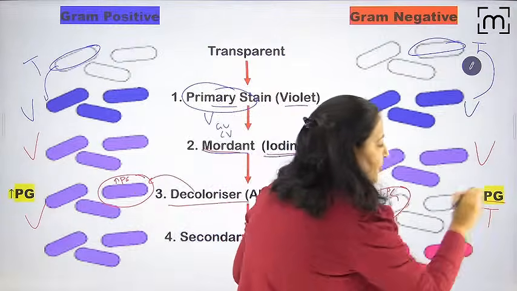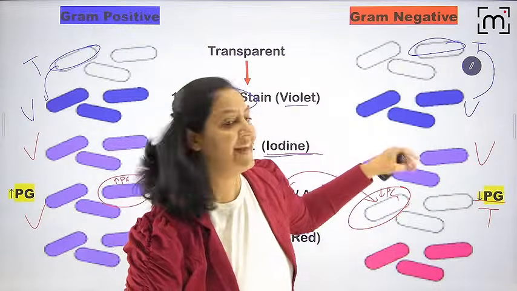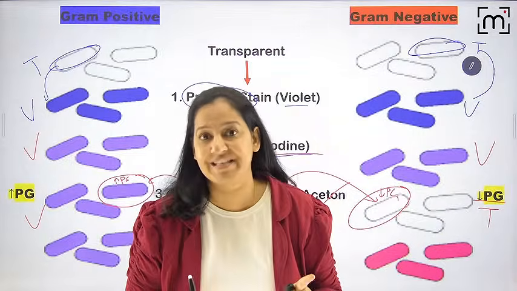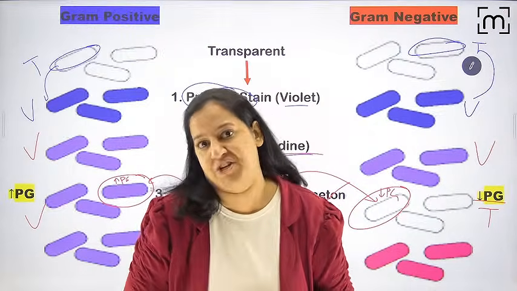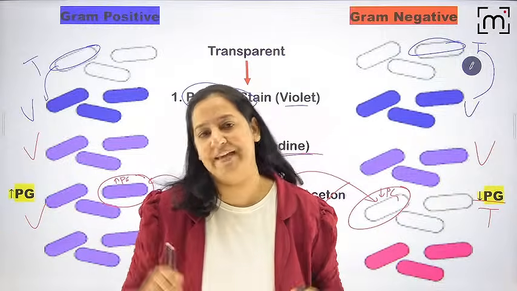Less peptidoglycan content, less guard. So the decolorizer can easily enter. So that is the difference. The difference is in the cell wall composition. It is the content of the peptidoglycan that is making the difference.